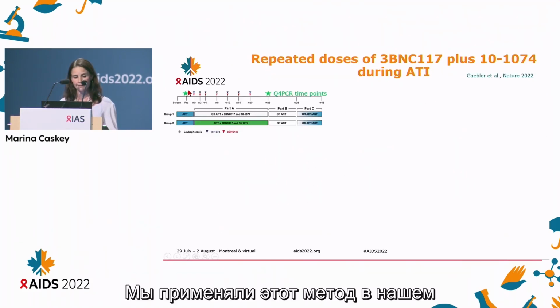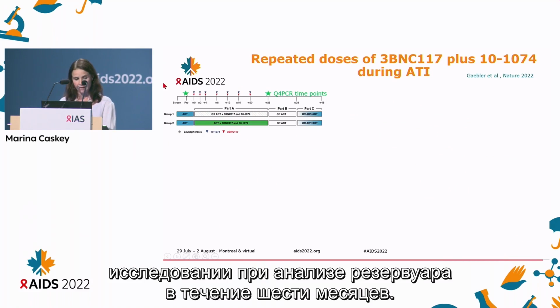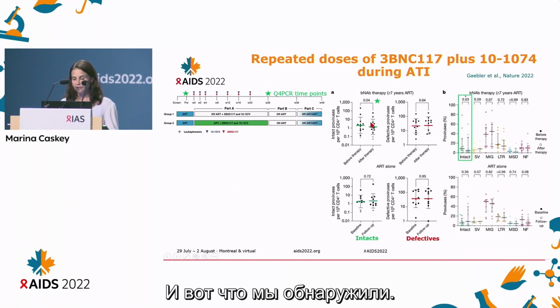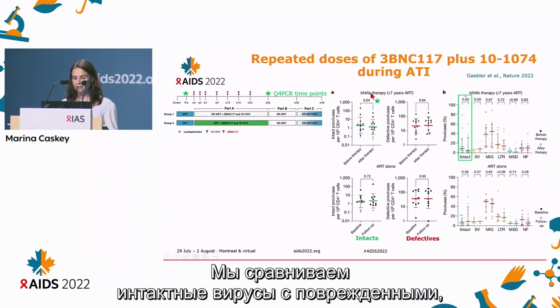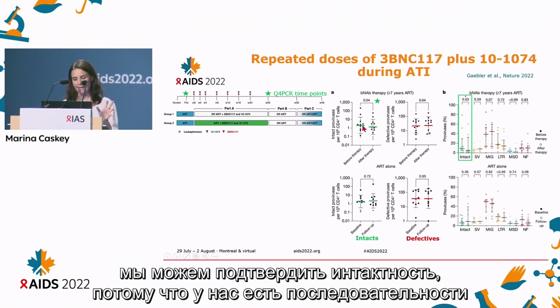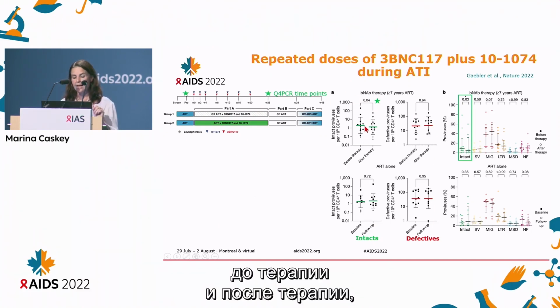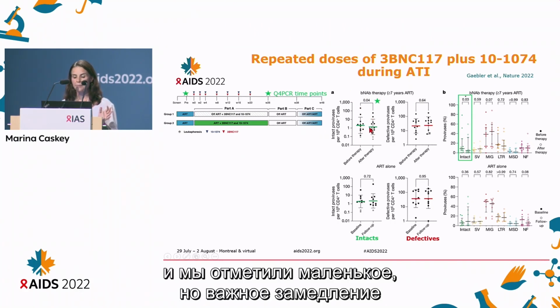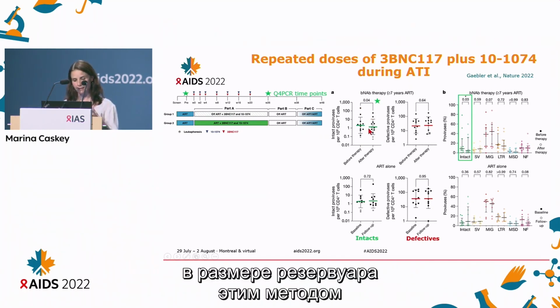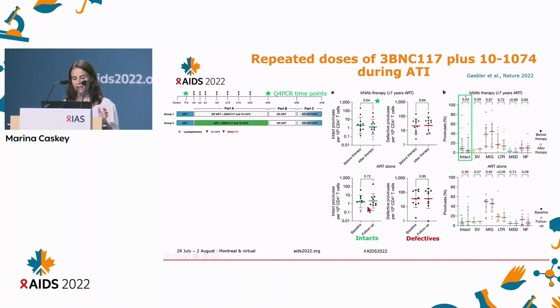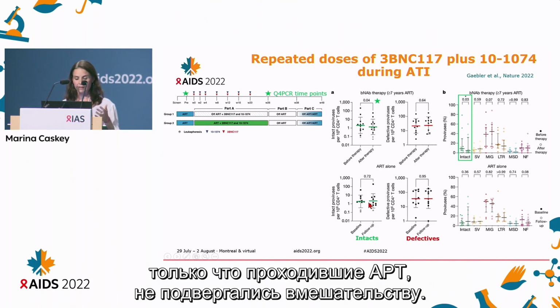So we applied this method in our study where we analyzed the reservoir over 6 months. And here what we found, so this is looking at intact viruses versus defective, because we are able to confirm intactness because we have sequences, in individuals before therapy and after therapy. And we saw that there was a decrease, a small but significant decrease in the size of the reservoir by this method over this period of 6 months, in contrast to individuals that were just maintained on ART. They did not receive an intervention.